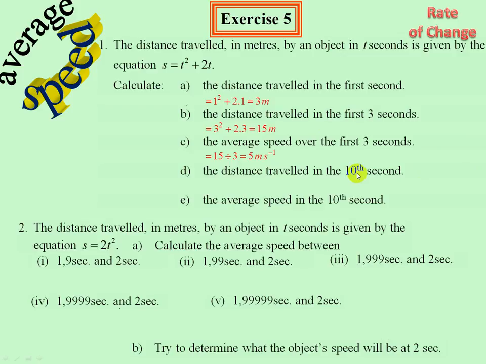Distance traveled in the 10th second, not the first 10 seconds, the 10th second, so therefore distance 10 minus distance 9. I don't need to put those in brackets because they're at the beginning, but this definitely needs brackets because the whole amount is being subtracted. Average speed in the 10th second. Well, there's the distance traveled in the 10th second. And how long did that take? 1 second.